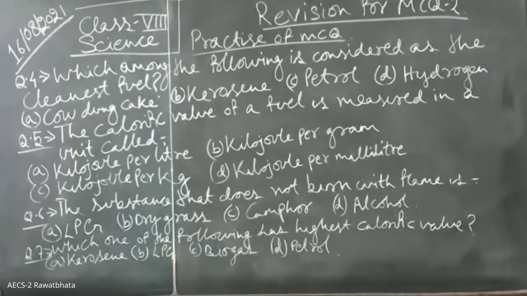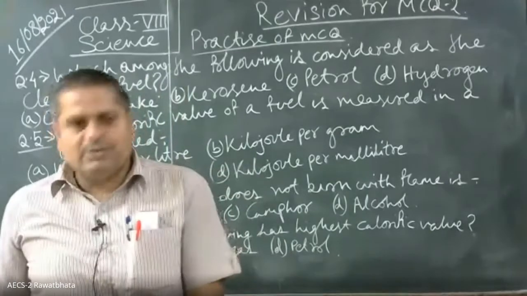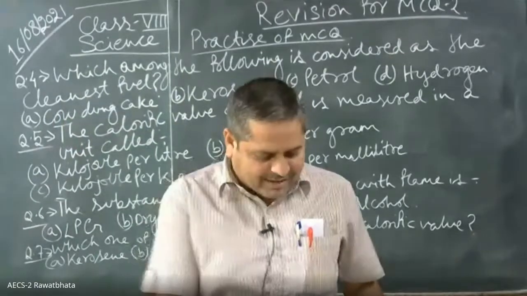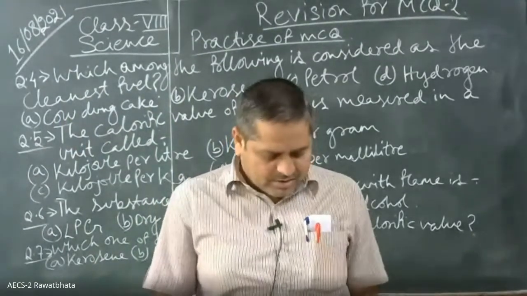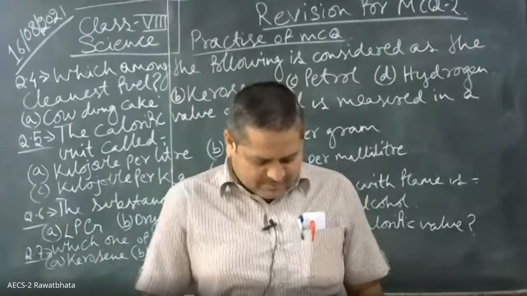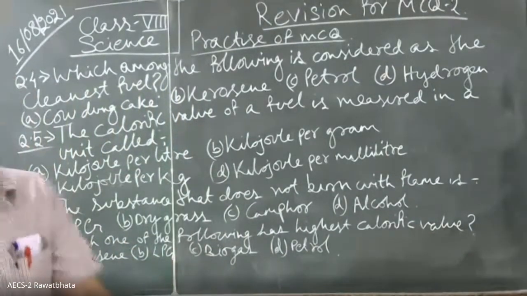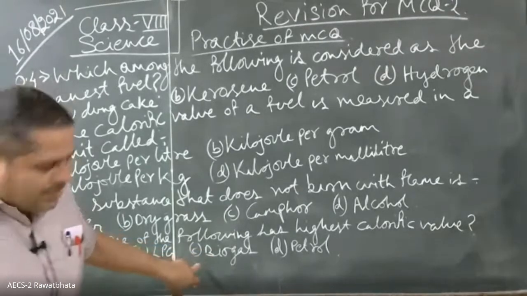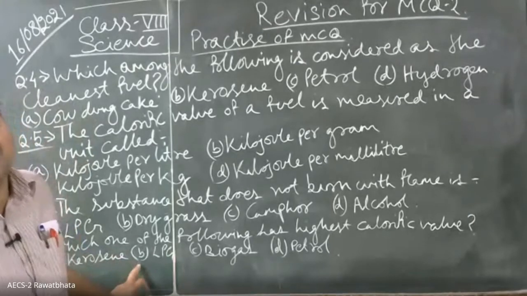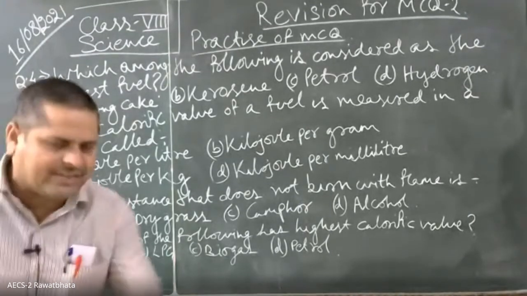Which one of the following has highest calorific value? Option A, kerosene; option B, LPG; option C, biogas; option D, petrol. I think it is biogas. Listen, in your textbook there is given a table. Please check from there, children. All of you open your textbook and check. Biogas is 35,000. LPG is 55,000 kilojoule per gram. It is LPG, not biogas. Among these given fuels, LPG has the highest calorific value. Please mark the correct answer as LPG and not biogas.